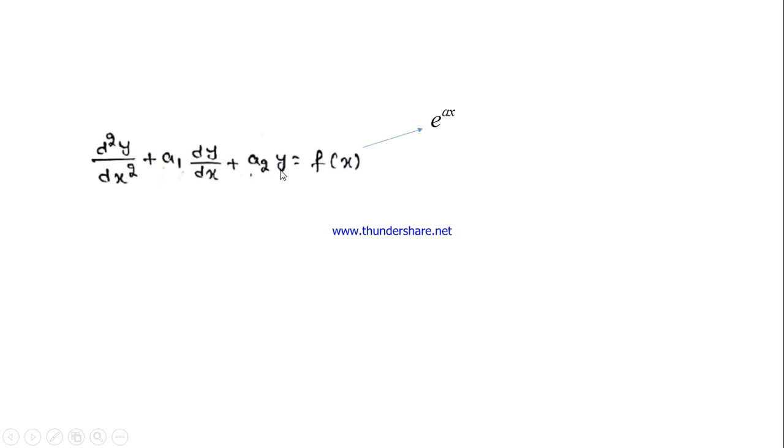If my f of x is an exponential function, cos or sine, or if it is a polynomial. For the exponential case, we know that we are supposed to replace capital D by a to find the particular integral, provided the denominator is not 0. If it is equal to 0, we should multiply by the independent variable, then differentiate the denominator once, then go for the replacement of D by a.